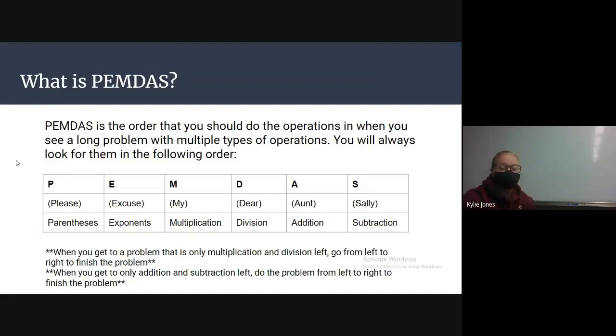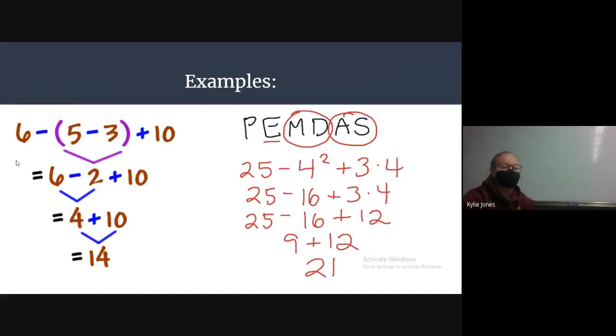So, let's look at a couple examples here. First example, the one on the left, 6 minus 5 minus 3 plus 10. If we need to do PEMDAS, we need to do our parentheses first. So anything that is inside parentheses, you will do first. So you need to do the 5 minus 3 first. Everything else just drops down to the next line. So the 6 stays the same. The subtraction stays the same. 5 minus 3 was 2, so you replace 5 minus 3 with 2. And the addition, adding 10, stays the same.